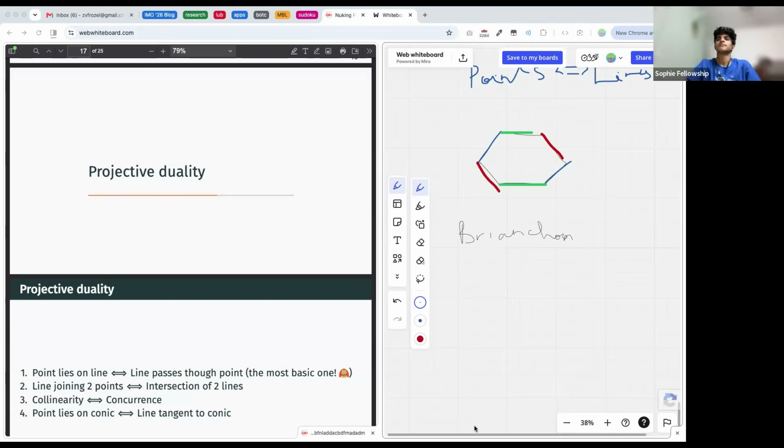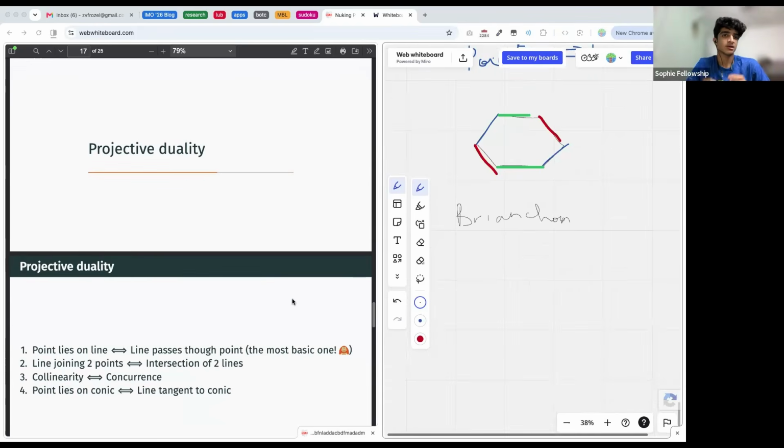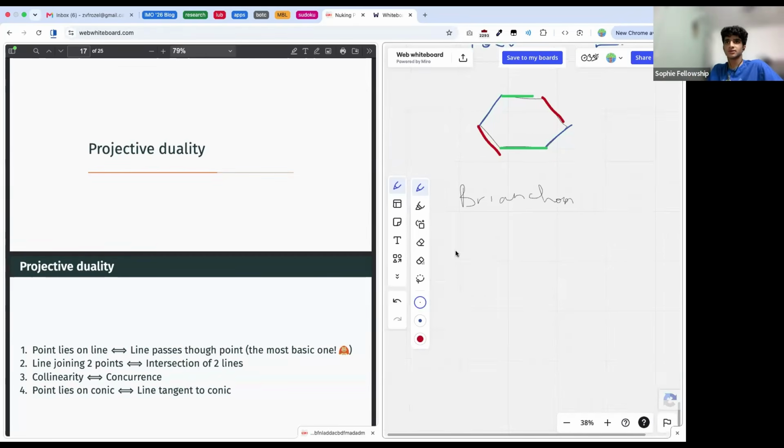My zoom is okay. So how is a point lying on a conic dual to a line tangent to a conic? Points number 1, 2, and 3 are very intuitive. The fourth one is a little more weird. For that, we need to deal with what we define as the dual of a conic. If you have a conic, it's defined as a set of points.